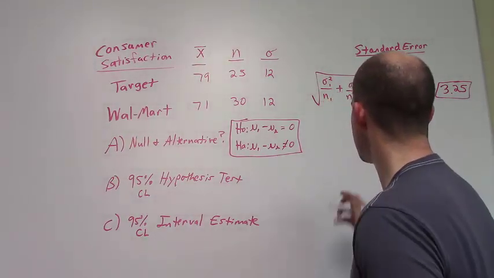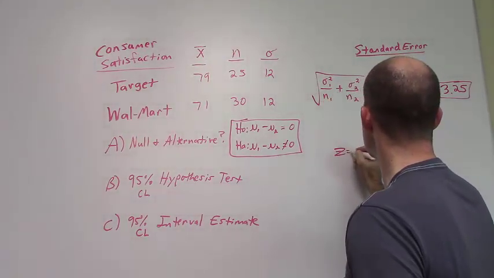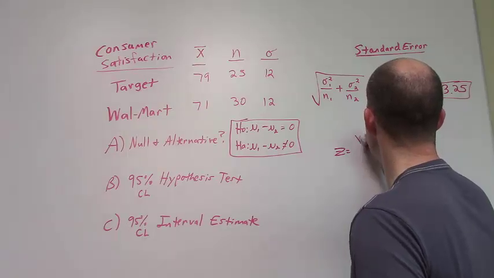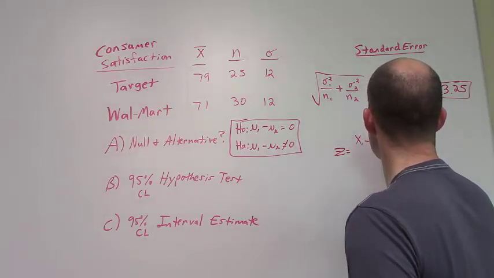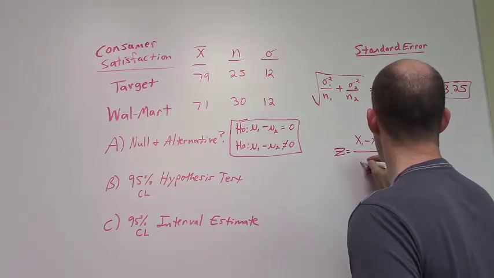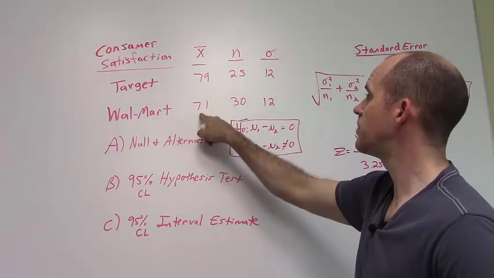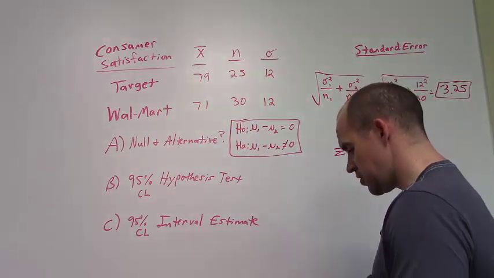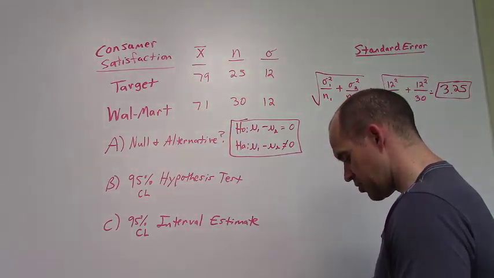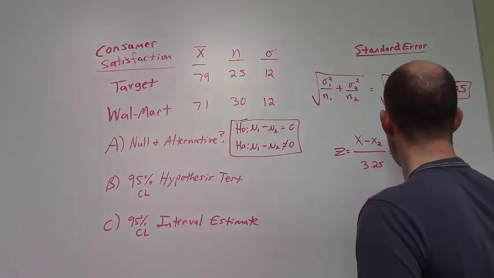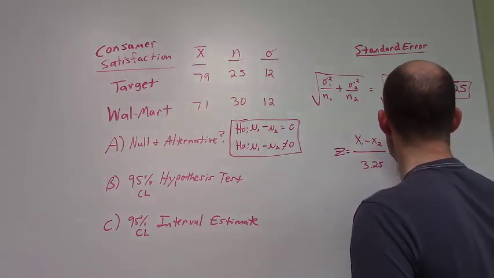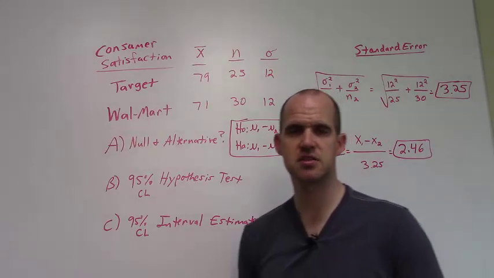Okay, so what about my z-score? Z is going to be equal to x1 minus x2 divided by my standard error, which is 3.25. Well, we know that x1 minus x2 is 8, so if we take 8 divided by 3.25, we get a value of 2.46. That is my test statistic.